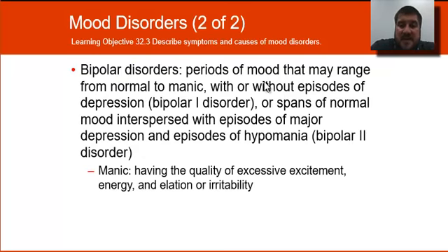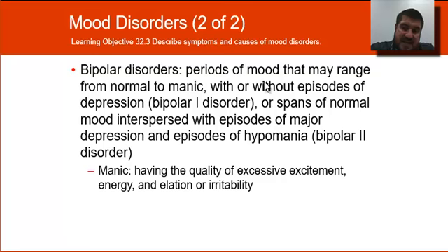Bipolar disorder, think of two poles, two ends of the pole, two ends of the spectrum. Mood may range from normal to mania, and then depression. Bipolar 1 disorder is when the person goes from normal to mania, and then bipolar 2 disorder is when the person goes from severe depression to hypomania. So we're talking here versus here on the pole.